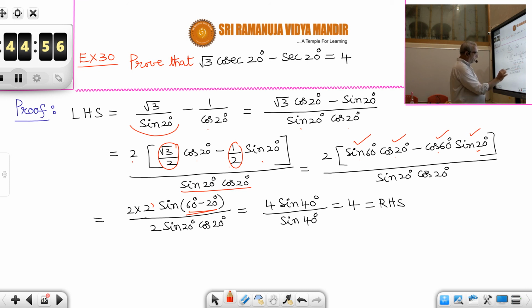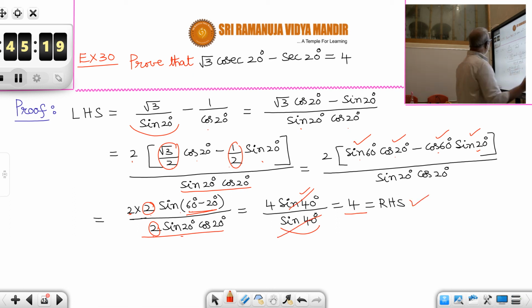I am now putting one more 2, extra, in both numerator and denominator. 2 into sin 60 minus 20 by 2 sin 20 cos 20. Denominator 2 sin theta cos theta, in the next step it becomes sin 40 degrees. So numerator 4 into sin of 60 minus 20, also sin 40 degrees. 40, 40 they will cancel out, and you will get the value 4.